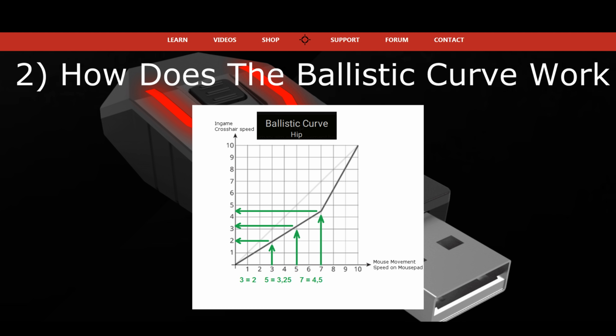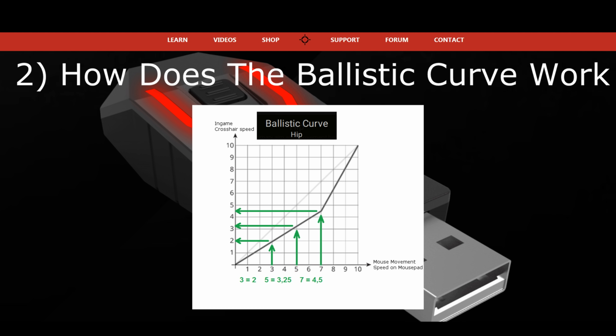Their corresponding y-axis values are 2, 3.25 and 4.5. The first thing that stands out is that all y values are lower than their x-axis counterparts. This means that the gradient of this curve part is below 1. Also, the ratio between them always stays the same, which is around 0.65. If you multiply 5 with 0.65, you get 3.25. The same applies to 3 or 7 with their respective y-axis values.